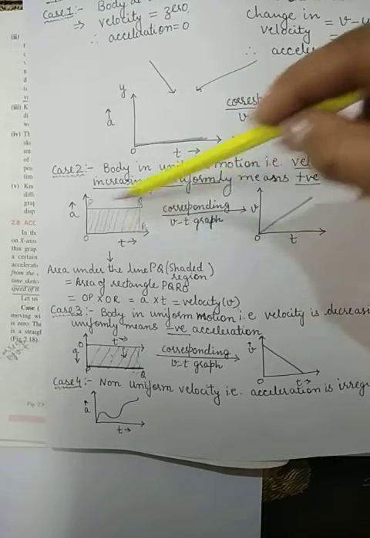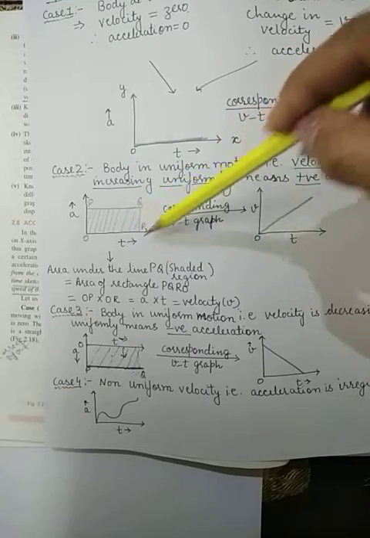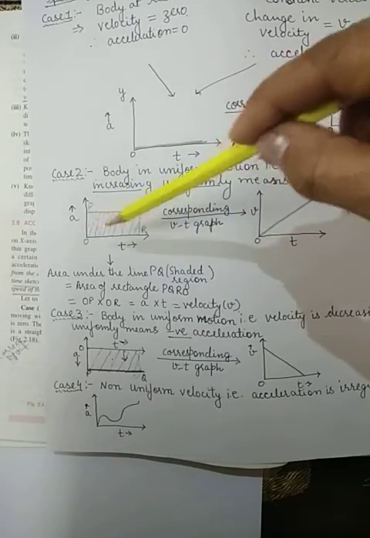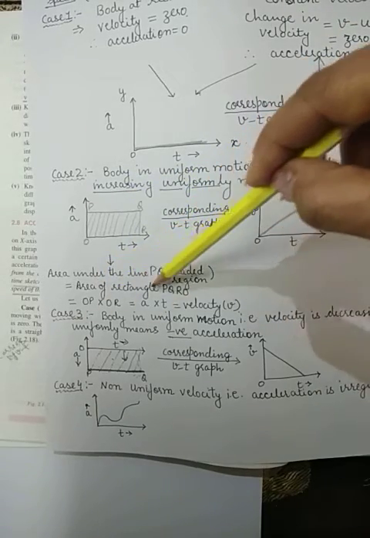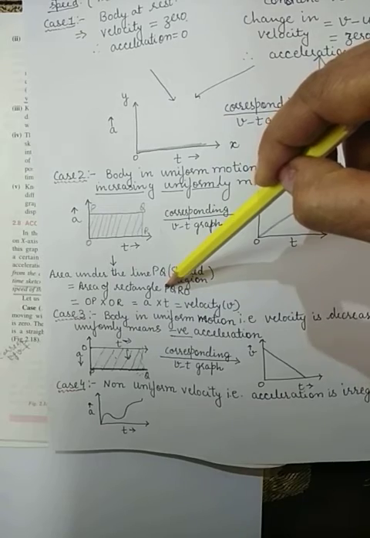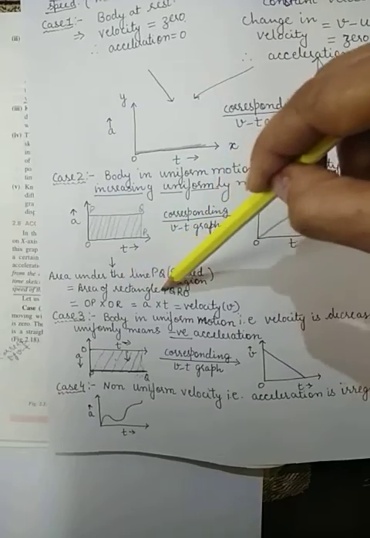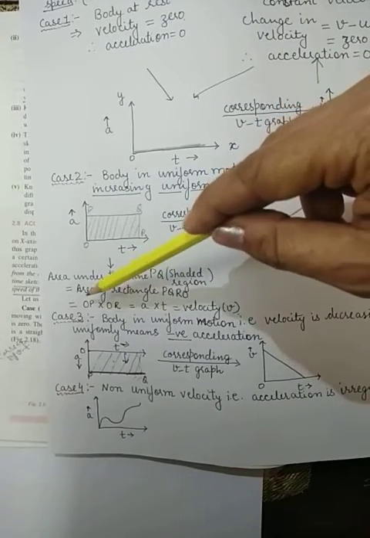Now, after shading the region, what type of figure you are getting? I am getting a rectangle. This figure PQRO is a rectangle. And we know how to find out the area of the rectangle. Area of the rectangle can be found out using length into breadth formula. So this area under the line is equal to area of the rectangle. Area of the rectangle is further equal to length into breadth.